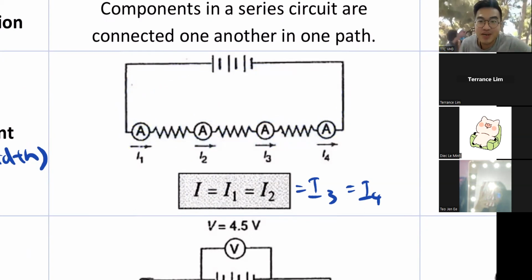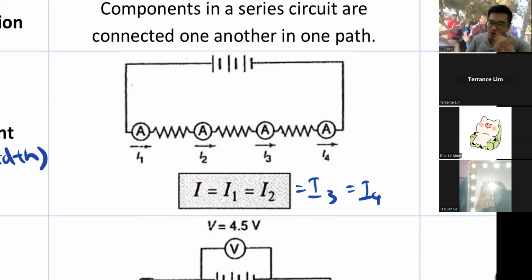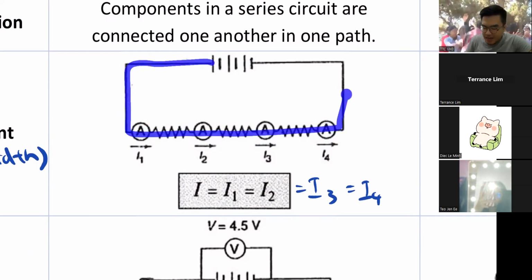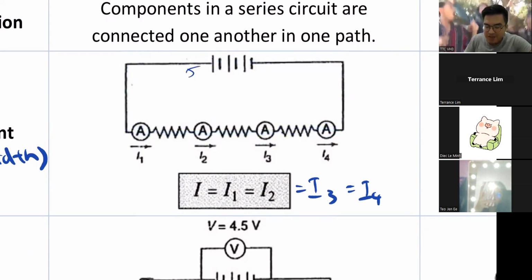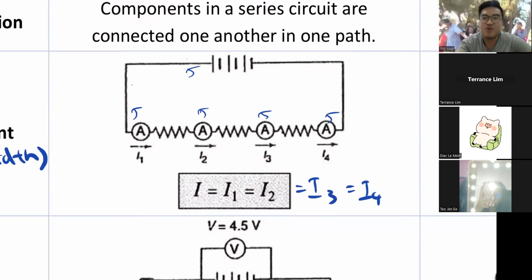Voltage is the speed, remember? Voltage is the speed. I'll talk about that later. So we are talking about the width first. You see, the width of the river stays the same. If the width here is 5, the width here will be 5, 5, 5, 5. The whole river will stay the same width.